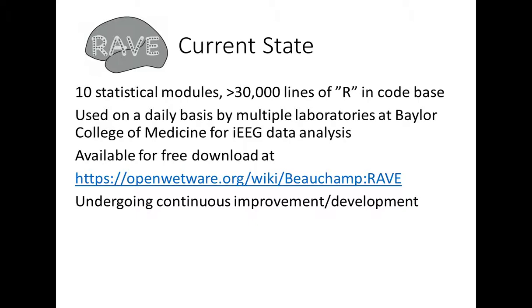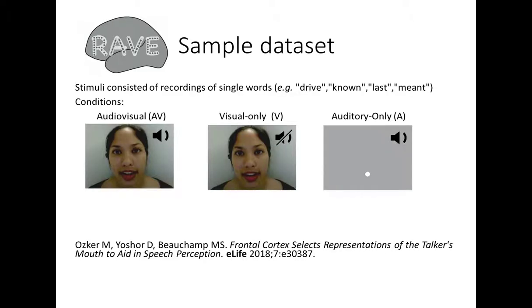So in the second part of the talk, you're going to hear my colleague going through some of the awesome features of RAVE, and we're going to demonstrate it on some real intracranial EEG data that we collected and that was published in a paper in eLife in 2018. And I'll just briefly introduce that data set to you to make it easier to understand when you see it analyzed within RAVE. So this is a study where we presented patients with 3 kinds of stimuli.